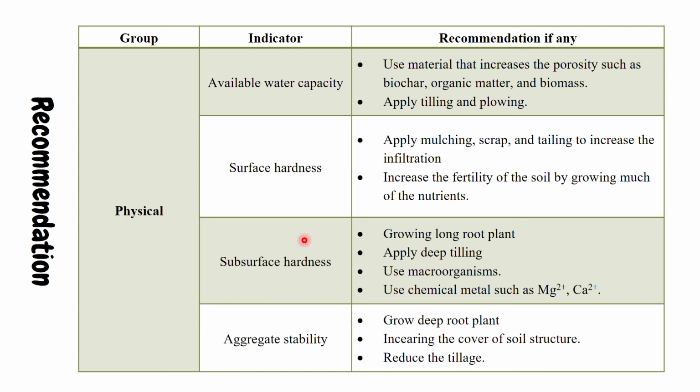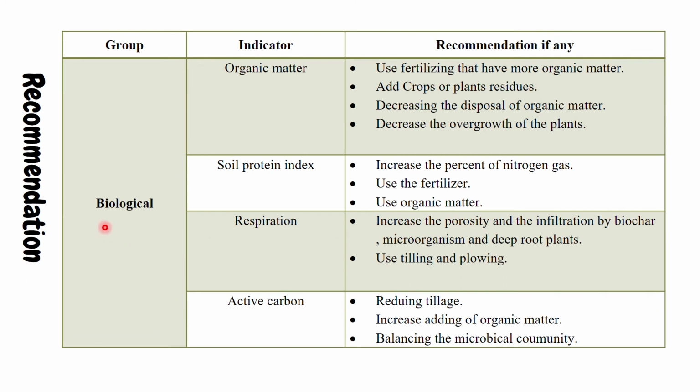For the subsurface hardness, we have to grow deep rooting plants and apply deep tilling to reduce the compaction of the soil. For the biological group indicators, for example the organic matter indicator, the recommendation is to use fertilizer that has more organic matter, and add crops and plant residue to increase the fertility of the soil. For the active carbon, we have to reduce tillage, to increase the addition of organic matter and balance the microbial community to have more carbon in the soil.